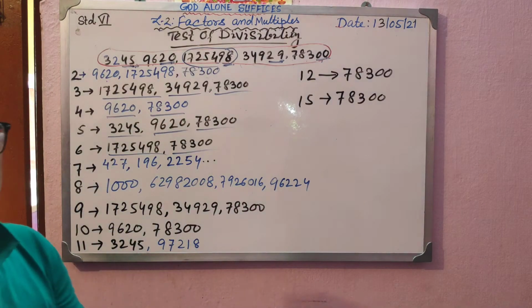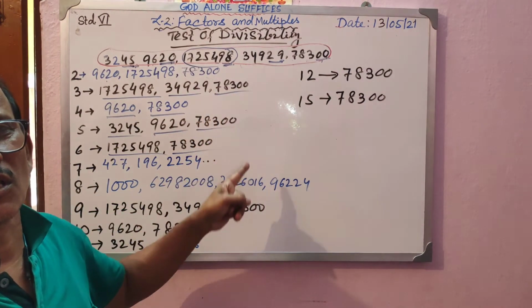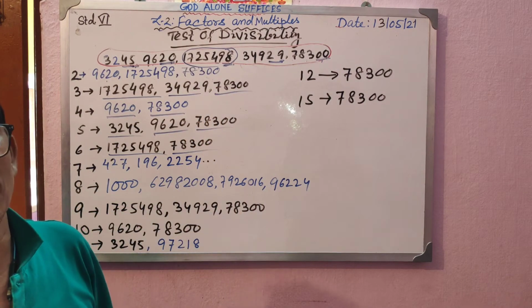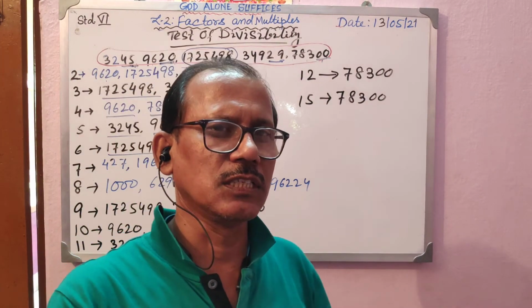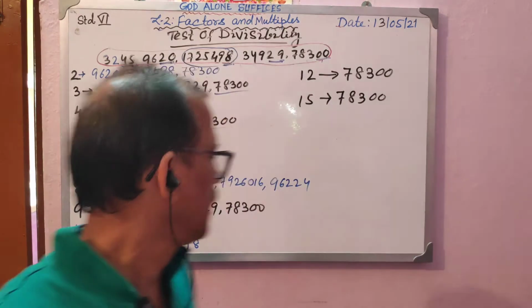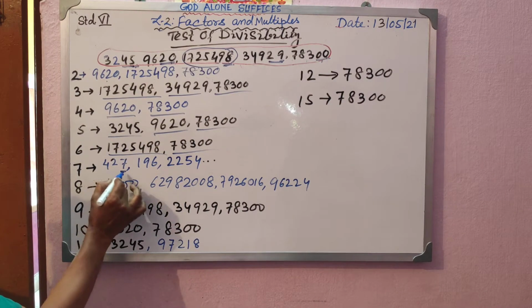Now, let us learn about 7. 7 is a little different here. For very large numbers, this law will not be very effective; at that time you divide and see. But if it is a 2-digit or 3-digit number, I will tell you the rule. The rule is to double the unit place. I have taken all these examples. The unit place is 7 for this 427.